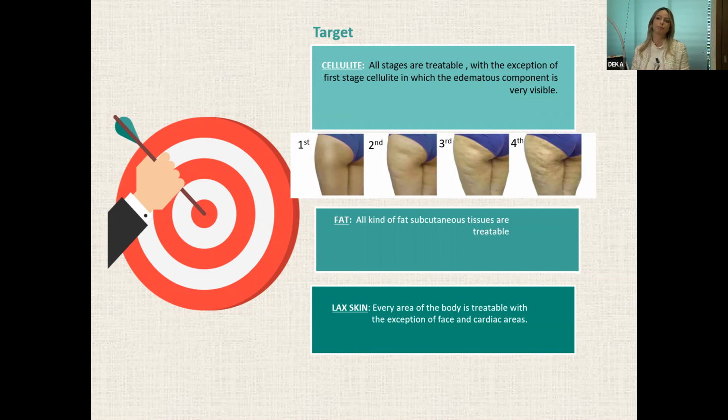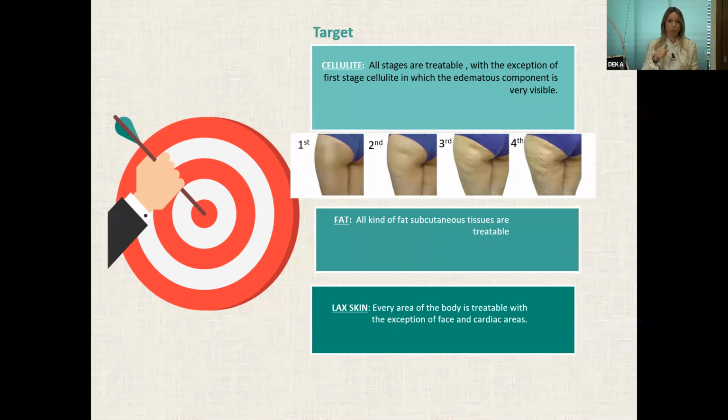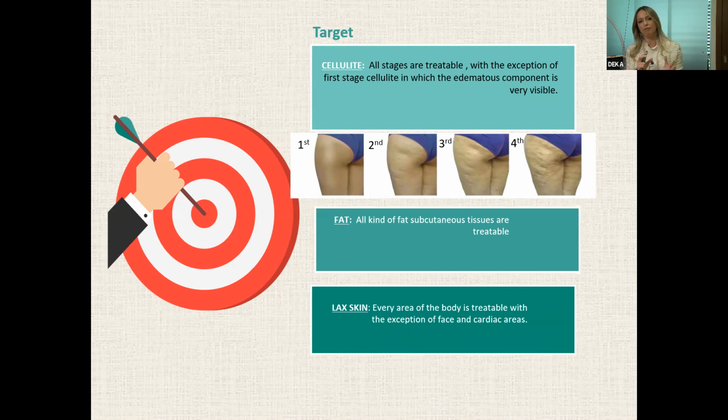For fat, we can treat only subcutaneous fat because it's impossible to go below the muscles. So we always stop in the fat layer, but we can treat both kinds of fat, very fibrotic fat or very soft fat. For example, I have cryolipolysis here in this clinic, and we know that for treating with cryolipolysis, we need a very soft and pinchable tissue. In that case, we can treat even very strong and hard fat.